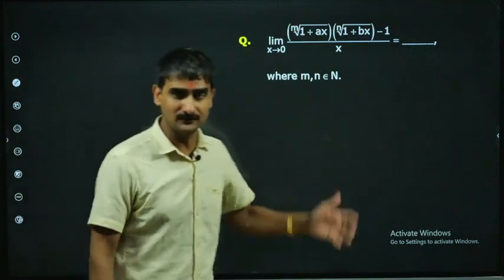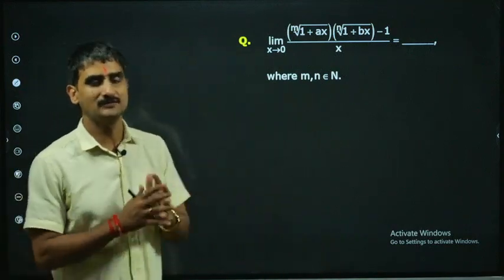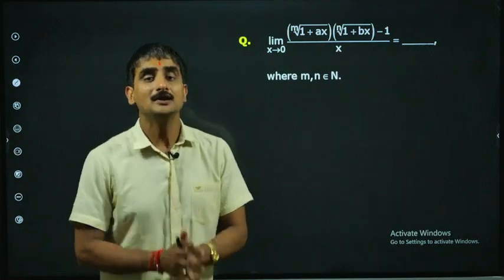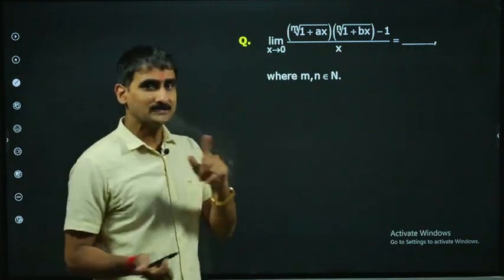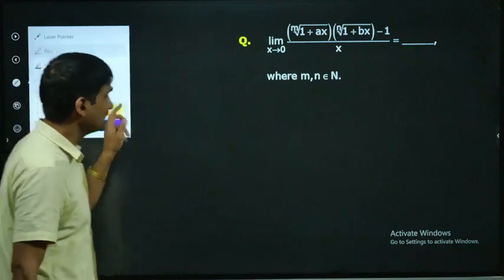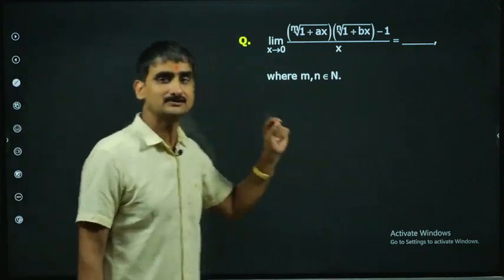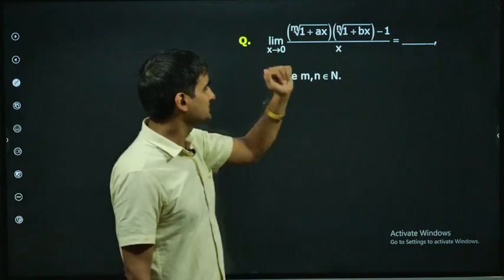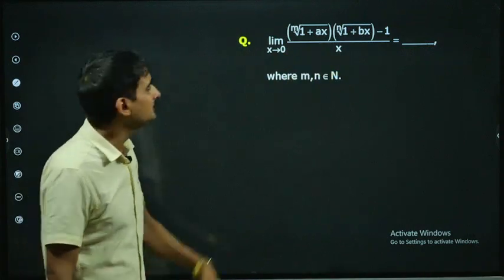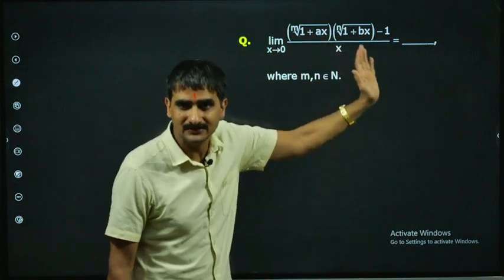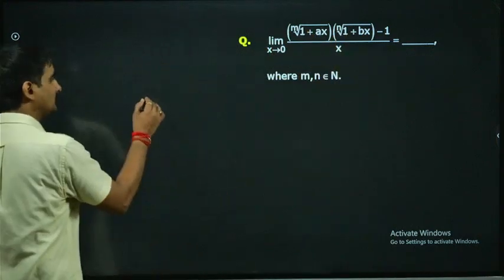I believe you all would have definitely tried this question. Whenever we are solving a question of limit, what is the first step? The first step is always to judge which indeterminate form it is. So let's quickly do it. As x approaches 0, of course the denominator goes to 0, and the numerator is 1 into 1 minus 1. So this is a 0 by 0 form.